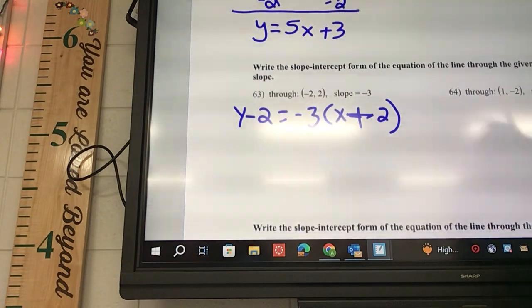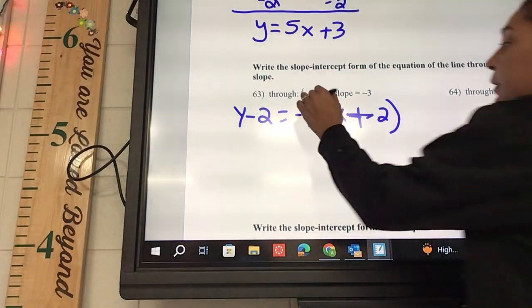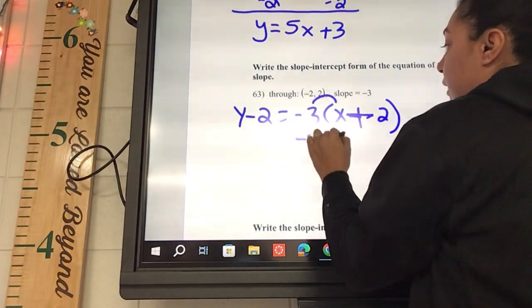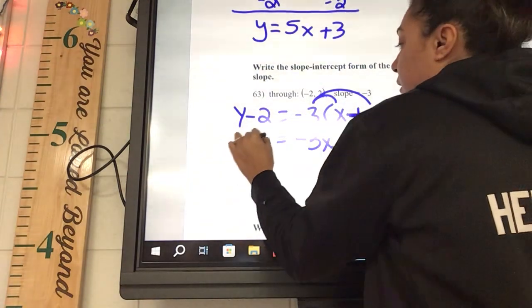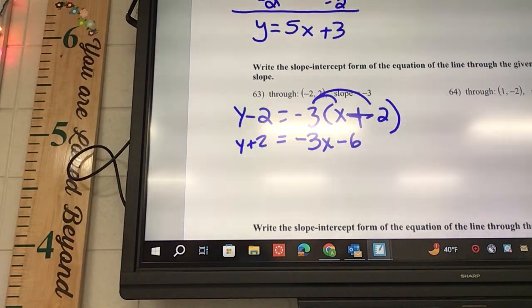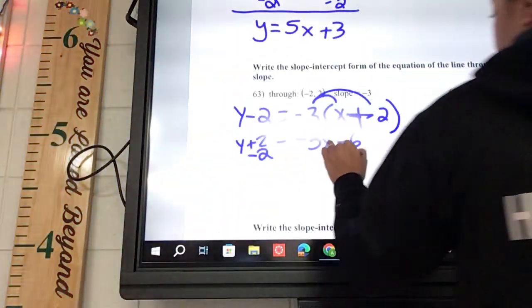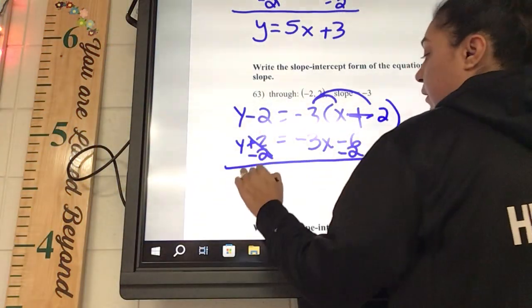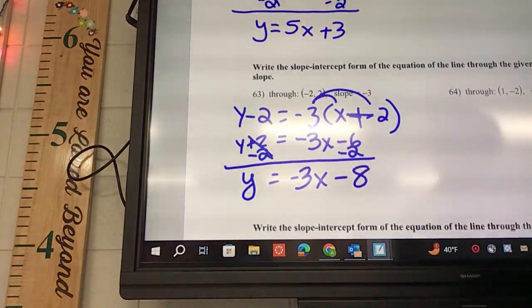Okay, and then the same as we did up there, you need to distribute. Okay, so negative 3 times x is going to be negative 3x. Negative 3 times 2 is negative 6. Leave that cracked, please. Okay, and then we're going to subtract 2 from both sides. Okay, and so that's going to give me a negative 8.